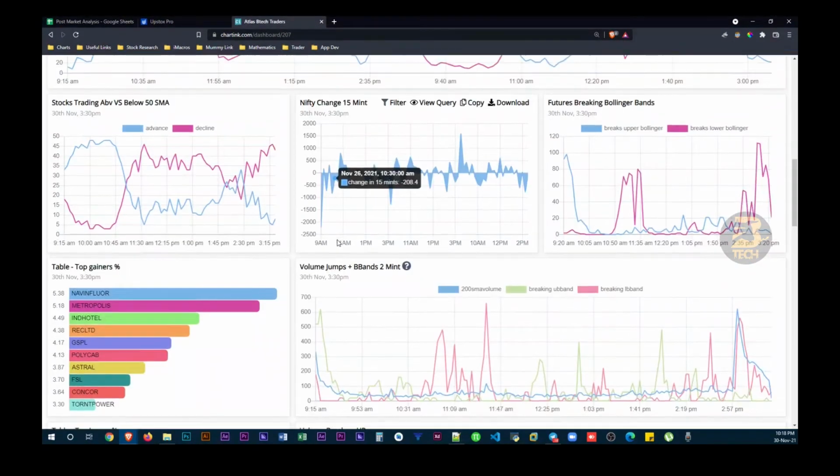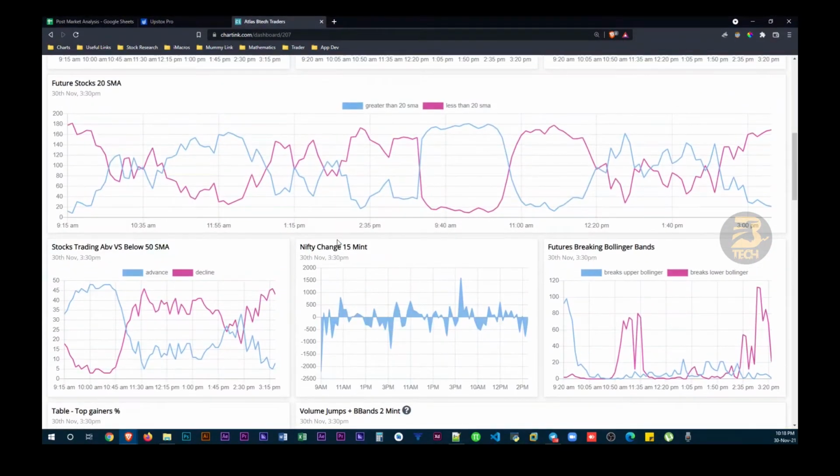Here you can see that we use the futures breaking Bollinger Band as our indicator for entries. So this will be our entry. For entry points we actually utilize this chart. So what is the condition for entry?